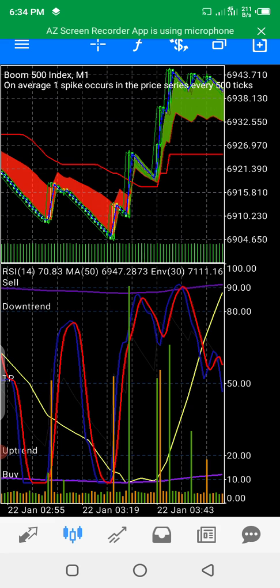Like I said when starting, this tutorial of ours will be done in 3 phases. The first phase is looking at Boom. The second phase is looking at Crash, and our last phase is the one where we're going to look at the indicators, the settings of the indicators themselves. So for this phase, it's done.